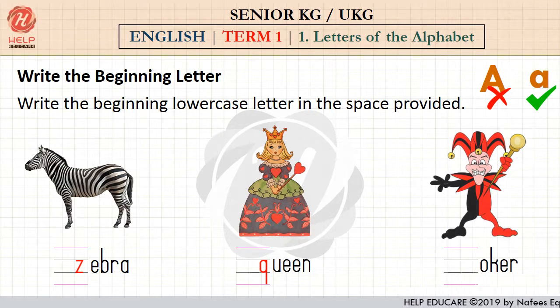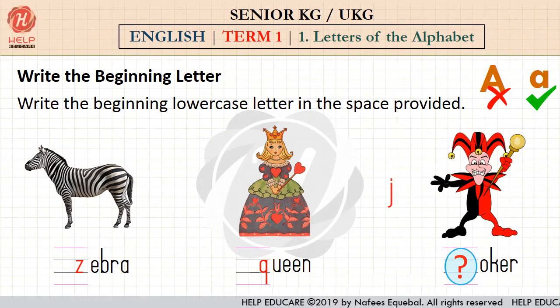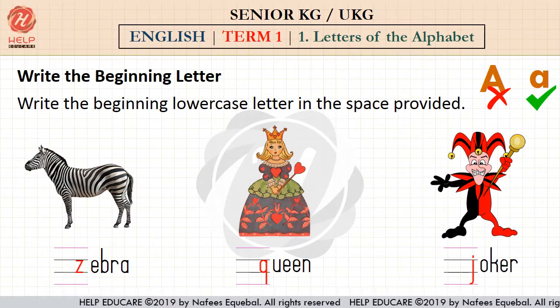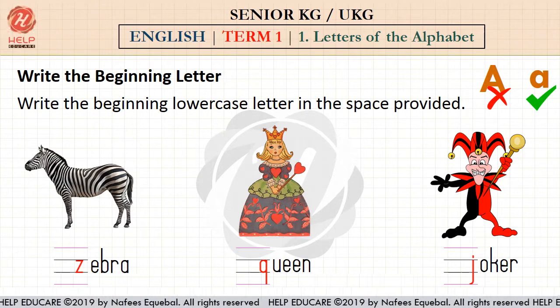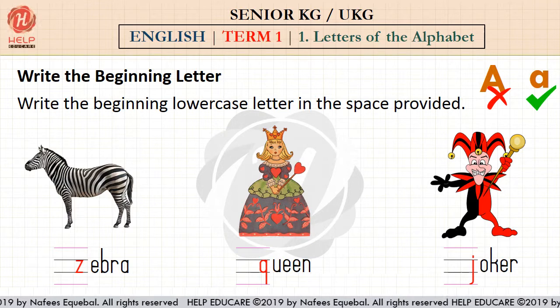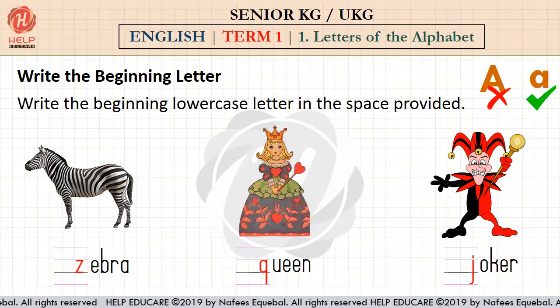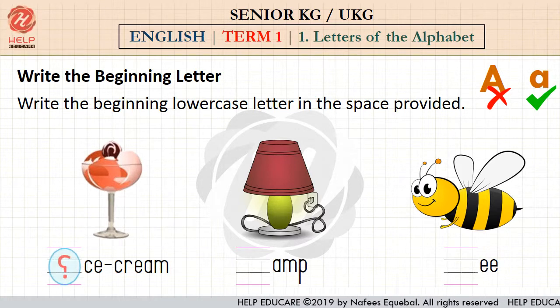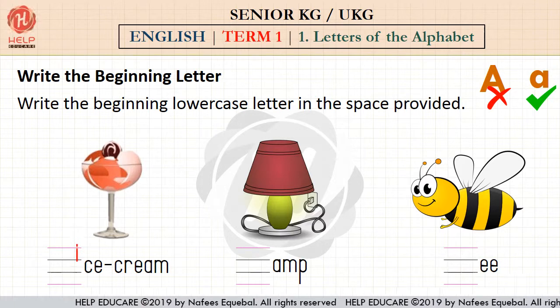And it is the picture of a joker. Its beginning letter is J. So, the letter J here. What is this? Right, this is an ice cream and you like it very much. First, tell me the beginning letter of it. Yes, you told right. So, put the letter I.